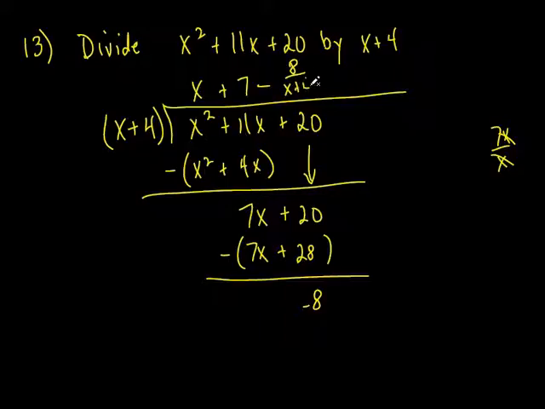Good. Yep, just like that. And that's your answer right there. Don't put an r for remainder. That's kind of like an elementary way of doing things. So we write it as a fraction: negative 8 over whatever we're dividing by, x plus 4. It's not so bad, is it? Is it coming back to you?